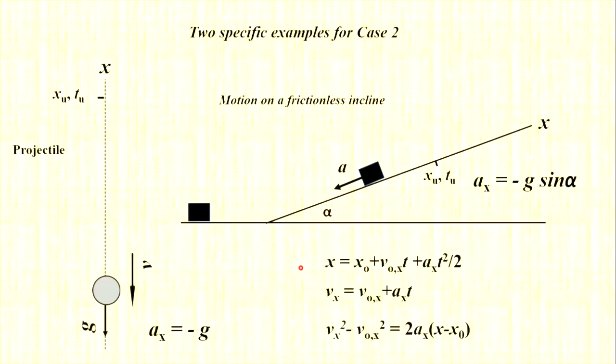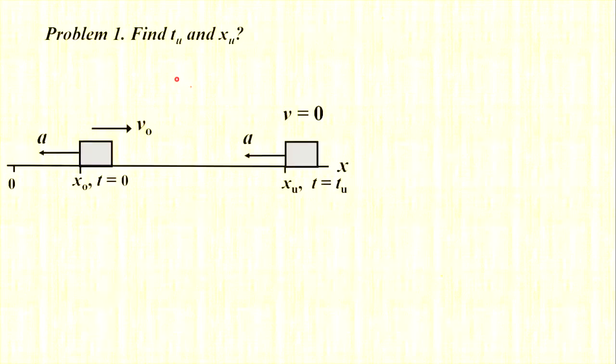Of course, we can use our basic kinematic equations to solve any problems related to motion, either projectile or motion on the incline. And now we will solve several problems related to the second case of one-dimensional motion. First problem is to find the position and time to arrive at the U-turn point. This point is a specific point and it is important to know it to make a right solution of various problems.